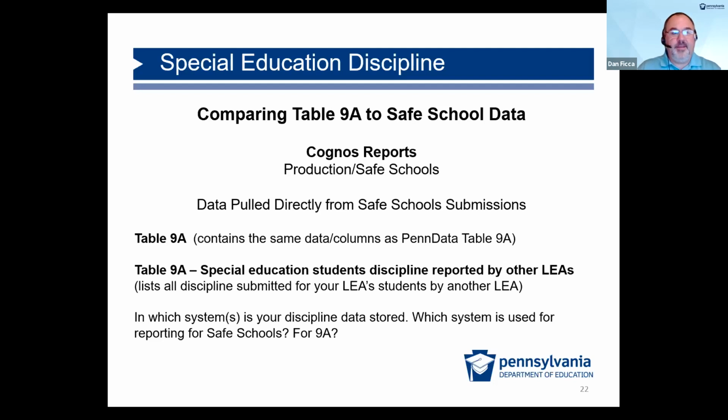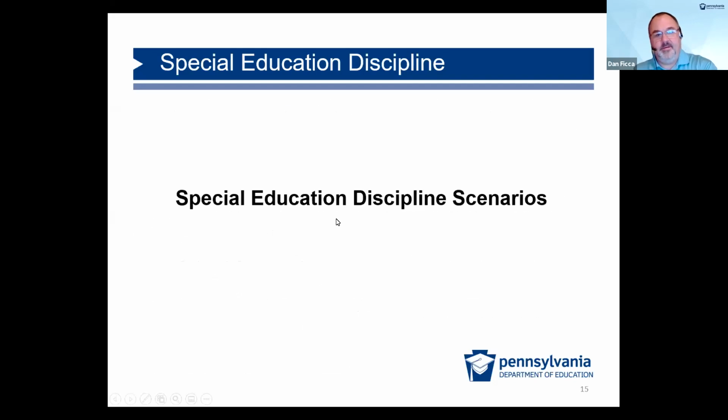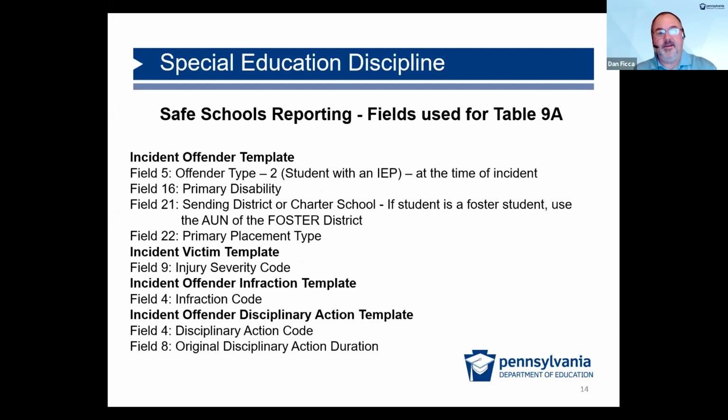Stacy, other than if you run the Cognos 9A, it pulls. Let me go back. Right there. Those are all the fields that are pulled from 9A. So those are the big fields. If you have a discrepancy, those are the first things you should look at. Again, one of the big ones was field 5, offender type checked as a student with the IEP at the time of the incident.